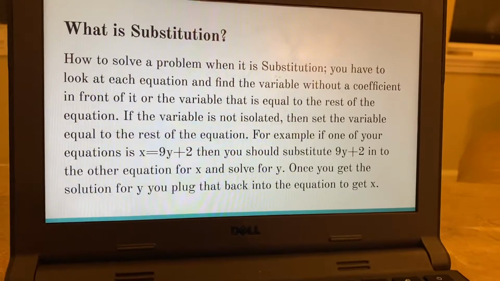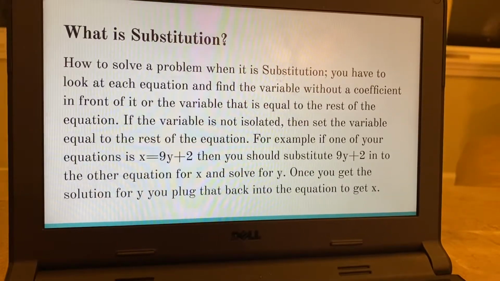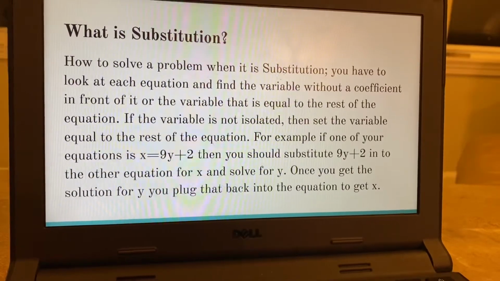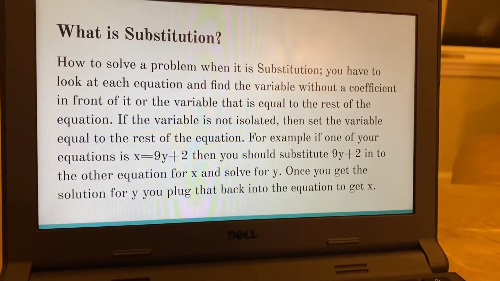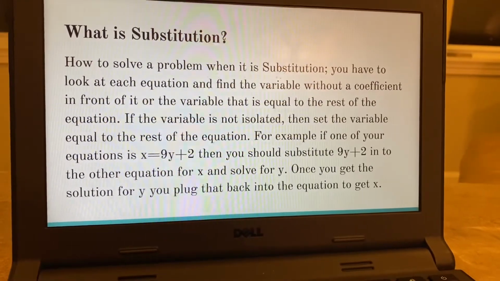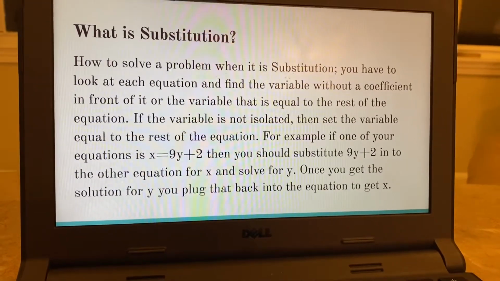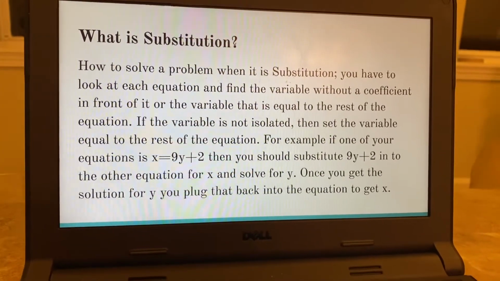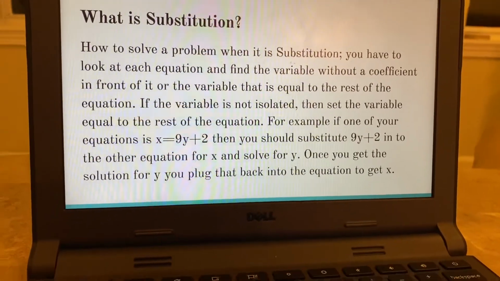For example, if one of your equations is x equals 9y plus 2, then you should substitute 9y plus 2 into the other equation for x to solve for y. Once you get the solution for y, you plug that back into the equation to get x.